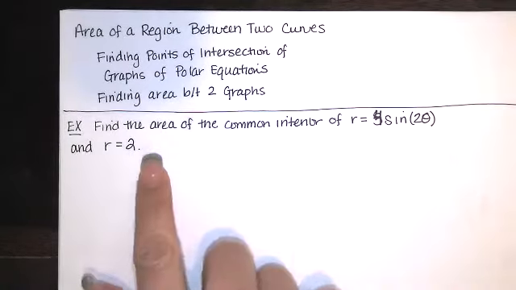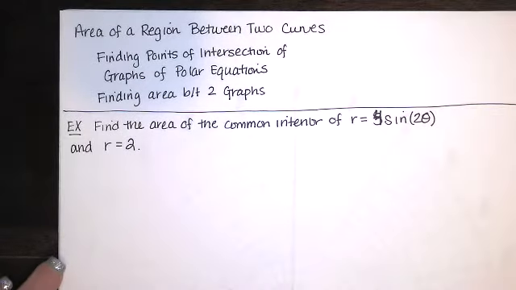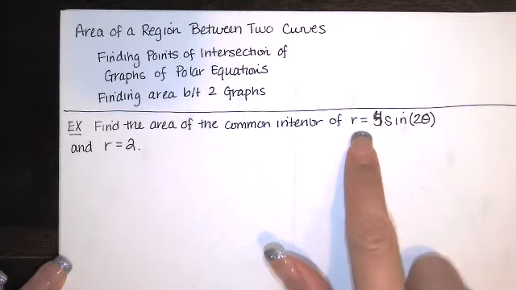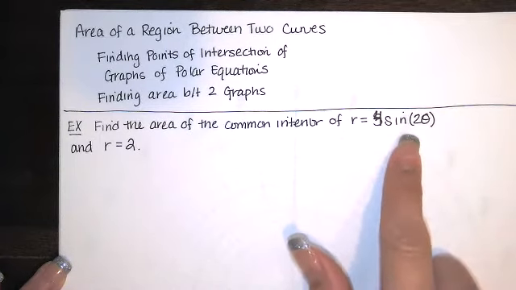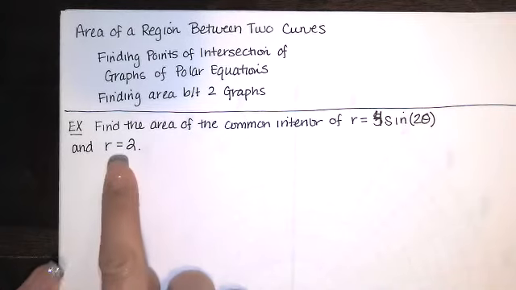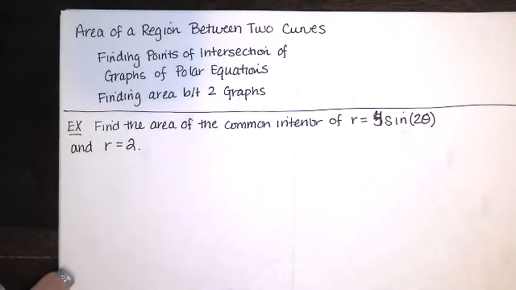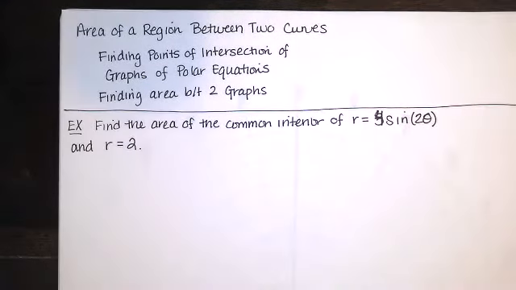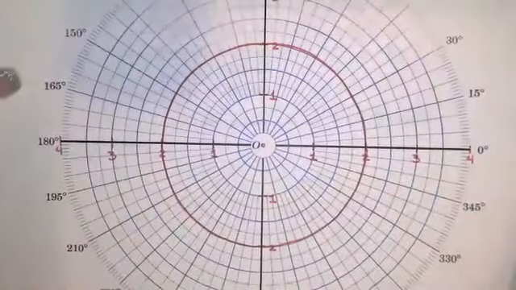So here's our question. Let's say somebody asks you to find the area of the common interior between the graph of the polar equation given by this function and then r equals 2. Well, the way you want to always start these problems is you want to graph the two functions. r equals 2 is pretty simple. It doesn't matter what theta is, r is always equal to 2. So we'll graph that. I've actually already graphed that for us.